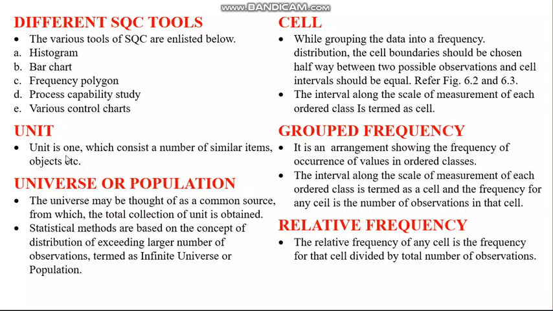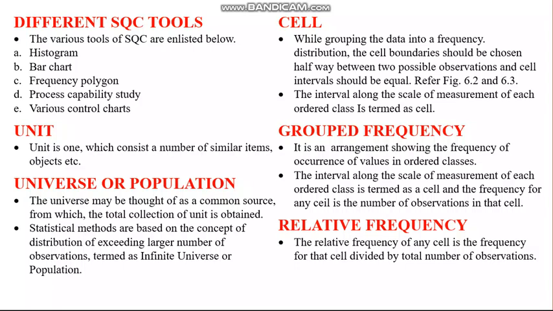Now let us see unit. A unit is one item of a number of similar items or objects. Suppose you are producing a number of bolts. If you take any one of those, it is 1 unit. There are hundreds and thousands in the heap that your company has produced, so each is a unit.